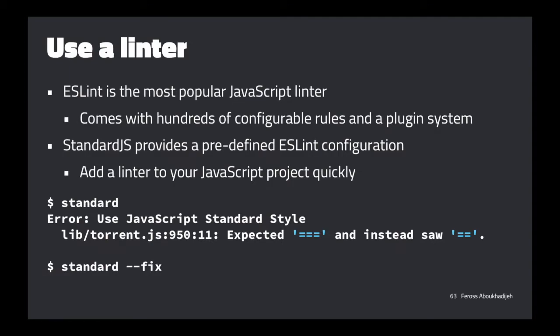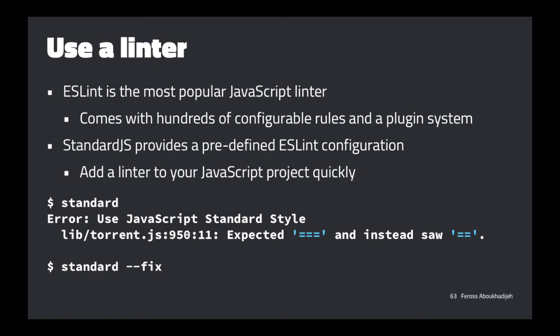So the other thing you can do to fix this is to use a linter. ESLint is the most popular JavaScript linter. And it has all these hundreds of configurable rules that you can use to sort of say, anytime I do this in my code, please yell at me so that I don't do it. And if you don't want to define all these rules yourself, you can install a preset. There's a whole bunch of different options of predefined configurations that you can just install. And I recommend standard. I'm biased because I made standard.